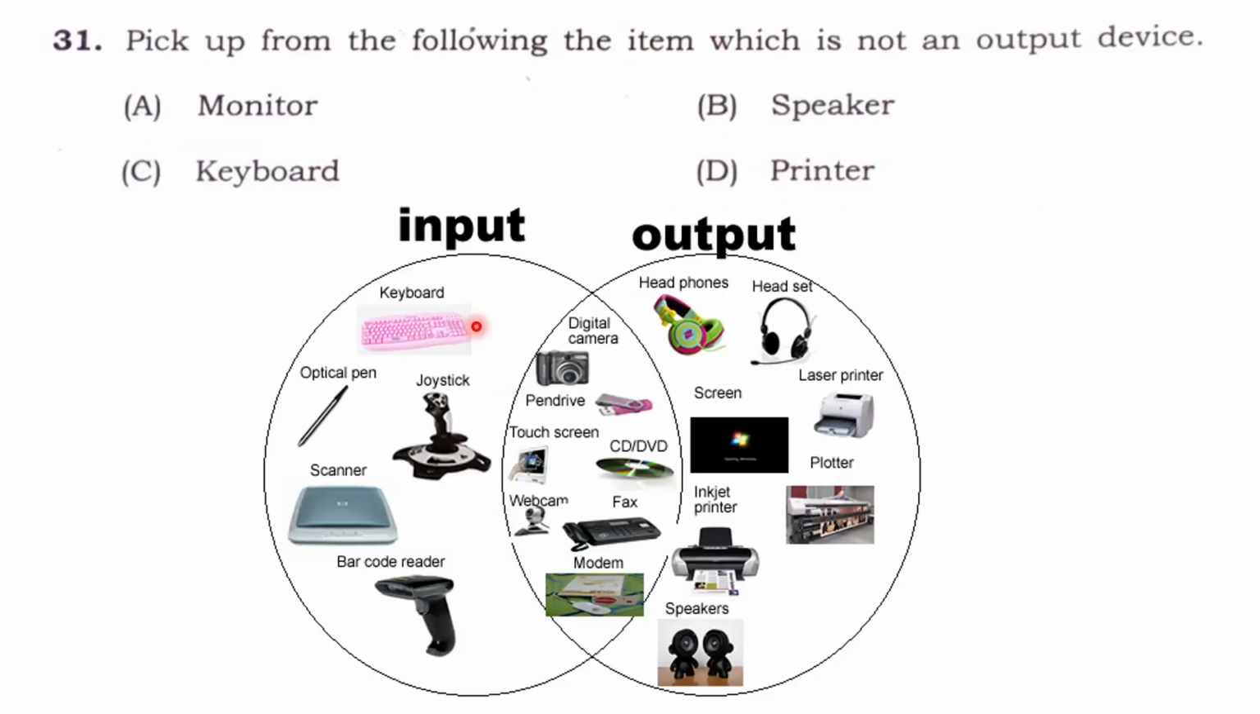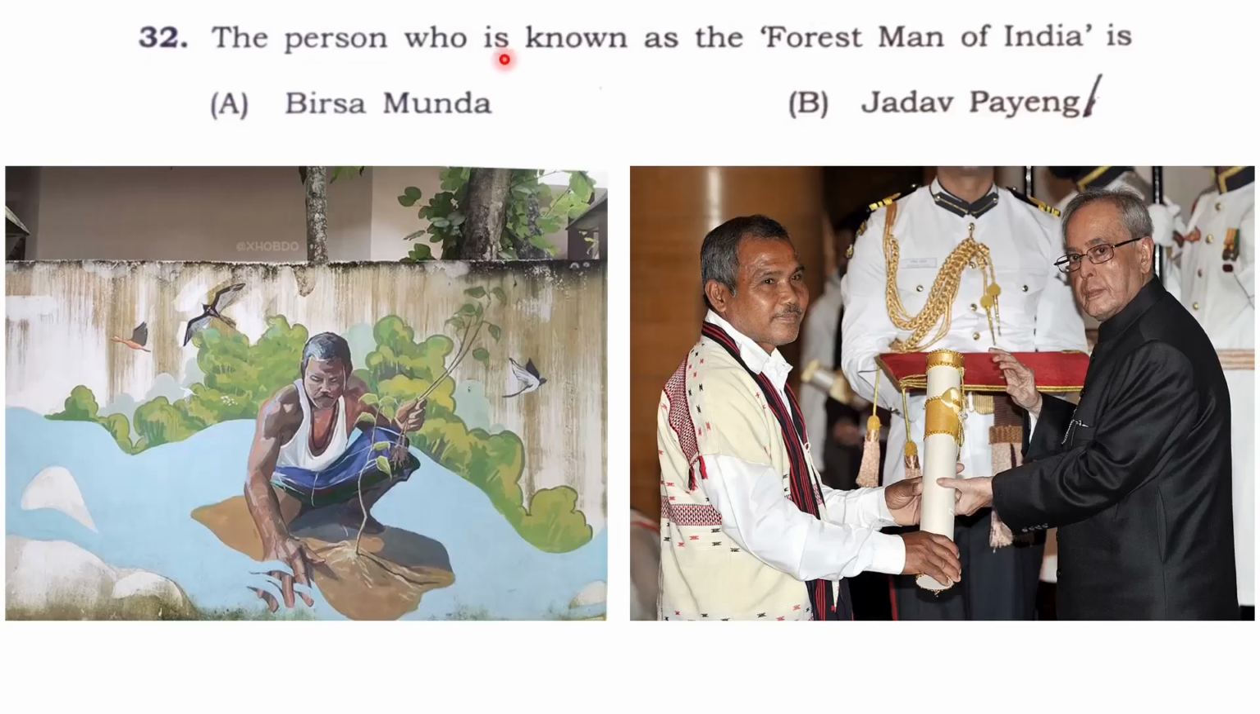In the next question we have to pick up an input device, not an output device. So these are the categories of input devices and output devices of a computer set, and here we find that keyboard, because it sends signals into the system, so keyboard is the correct answer. The person who is known as the forest man of India, it should be the easiest question in the paper. So forest man of India, we know it is Padma Shri Jadav Payeng.